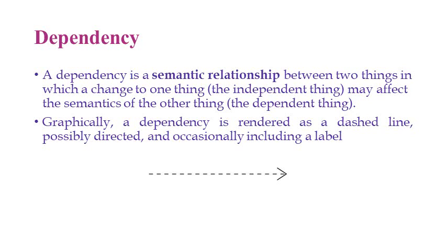Graphically, a dependency is rendered as a dashed line, possibly directed and occasionally including a label. So see here, this is the graphical notation for dependency relationship, that is dashed directed line.